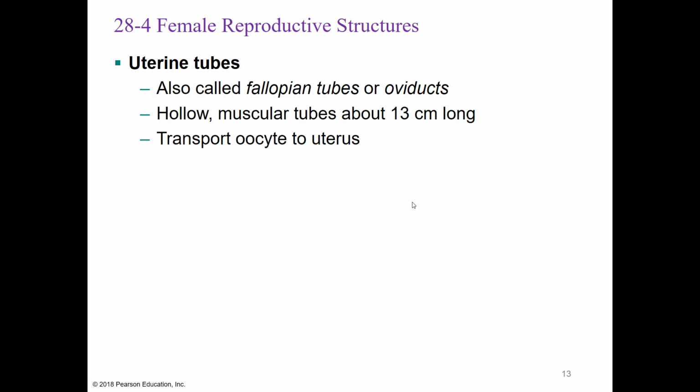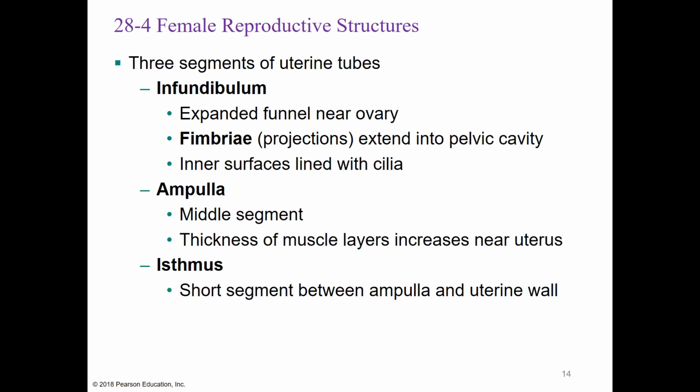So we'll talk about that a little bit more later, and then in more detail in chapter 29, which is the chapter on fertilization and pregnancy. So focusing on the uterine tubes a little bit more, we have three main segments of the uterine tubes. We have the infundibulum, which is sort of funnel-shaped near the ovary, and has finger-like projections on it called fimbriae.